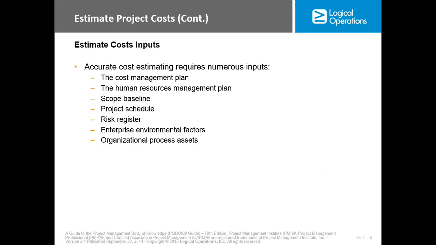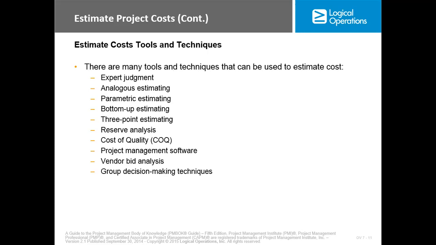Okay. Now the input, we talked about accurate cost estimates requiring numerous inputs. We have the cost management plan, which we actually got in the previous process. Now the human resource management plan, the scope baseline, which involves the scope statement, WBS, and the WBS dictionary. Then we have the project schedule, which we've developed. Risk register, enterprise environmental factors, and organizational process assets.